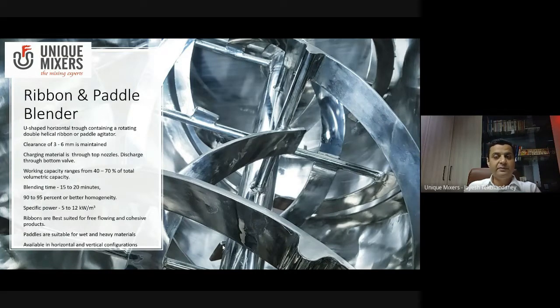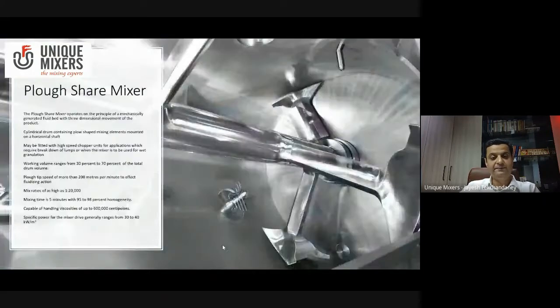For refractories, you use paddle blenders. Just that the construction of those paddle blenders is a little different from what is used in the chemical or the food industry. Ribbon and paddle blenders are also available in vertical configurations. The most common configuration is horizontal, but you have them available in the vertical configuration as well.